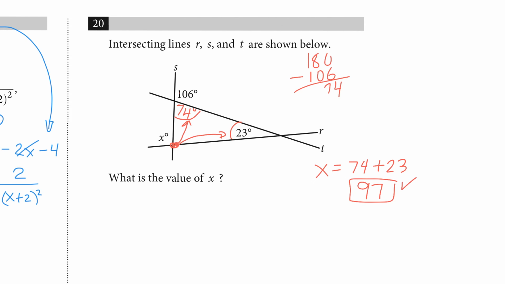Now there's a longer way of doing this. You could add 74 plus 23 is 97, and then subtract from 180, and then that gives you this angle, and then subtract that from 180 to get x. But I find out that this is a lot easier. The answer was 97 for number 20.